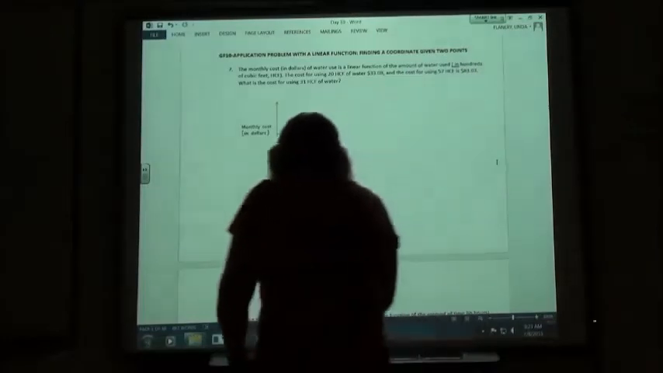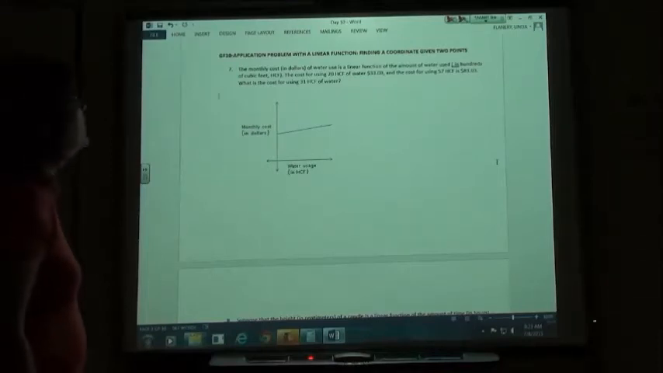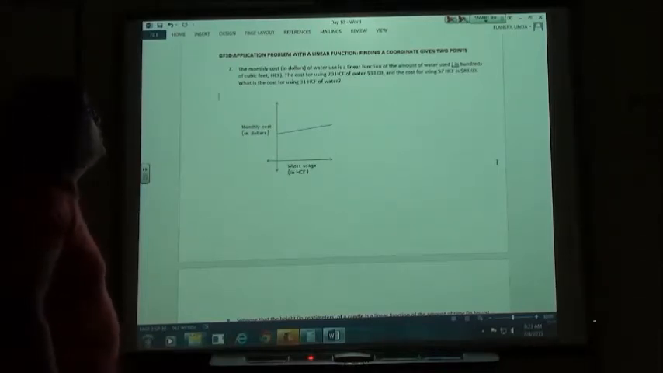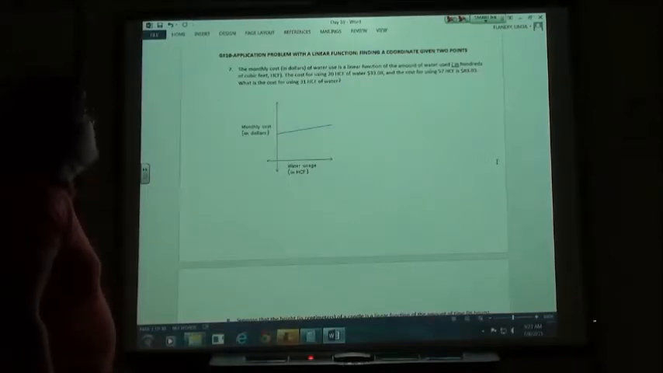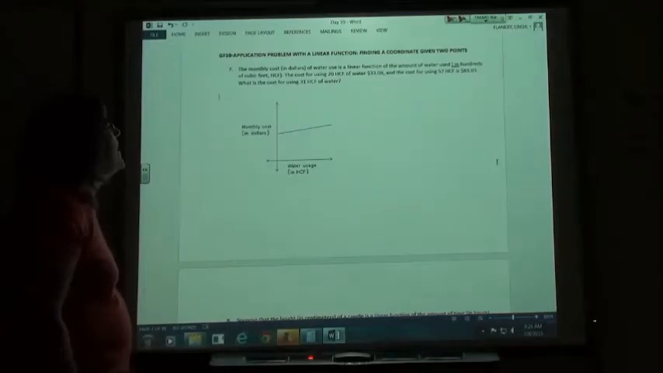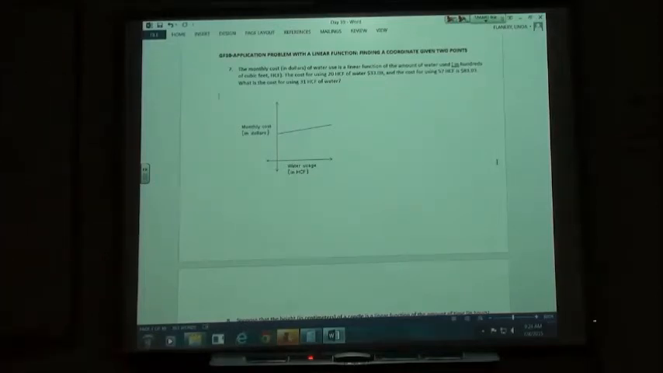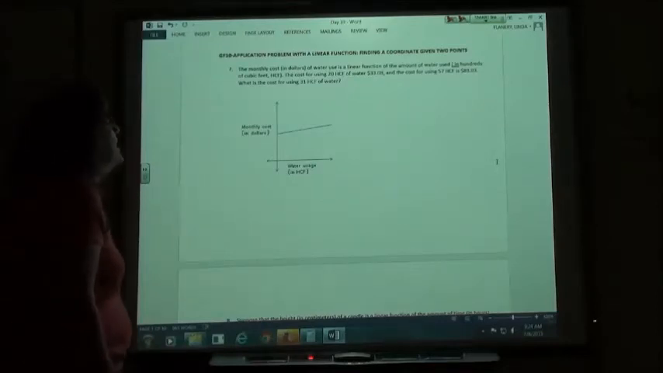All right, the next ones, we have application problems where we're finding a coordinate given 2 points. It says the monthly cost in dollars of water use is a linear function of the amount of water used in hundreds of cubic feet, HCF. The cost for using 20 HCF of water is $33.08. The cost for using 57 HCF is $83.03. What is the cost for using 31 HCF?